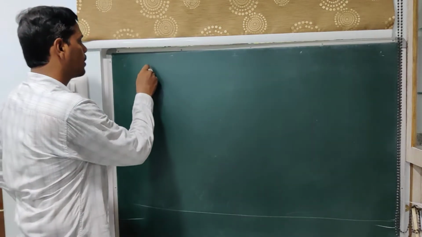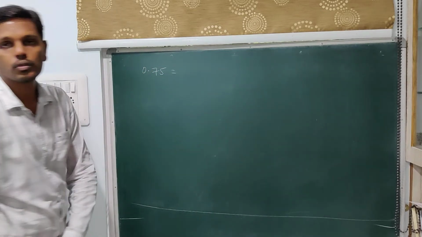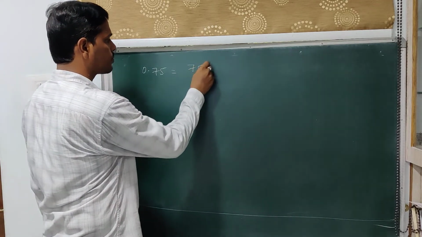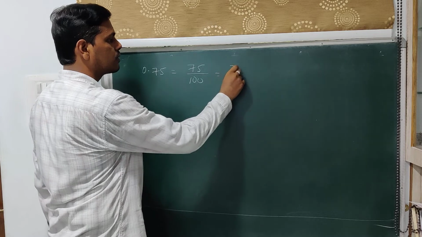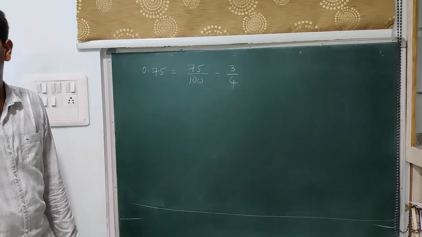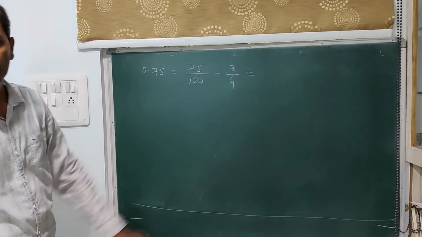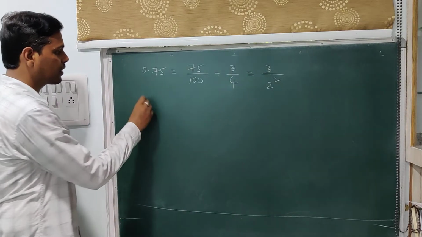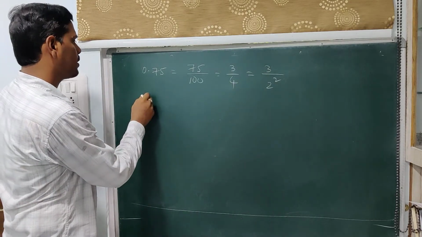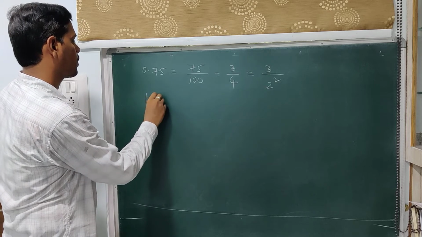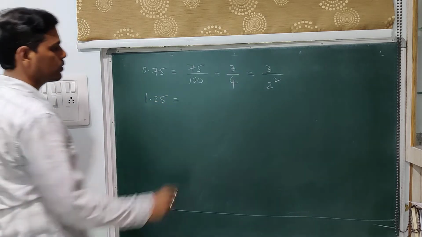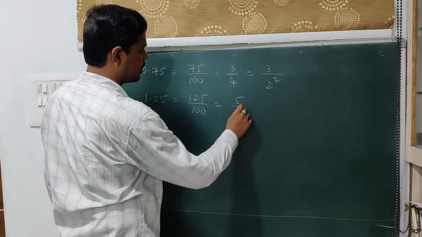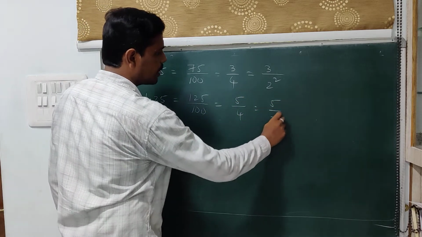For example, say 0.75. So 0.75 is a terminating decimal. Now if you convert that into a rational number, that is 75 by 100, which is the same as 3 by 4. And if you look into the prime factorization of 4, it is 2 square. Like the same, if you take any other number, say 1.25, so this is 125 by 100, so 25 5s, 25 4s, so that is 5 by 2 square.